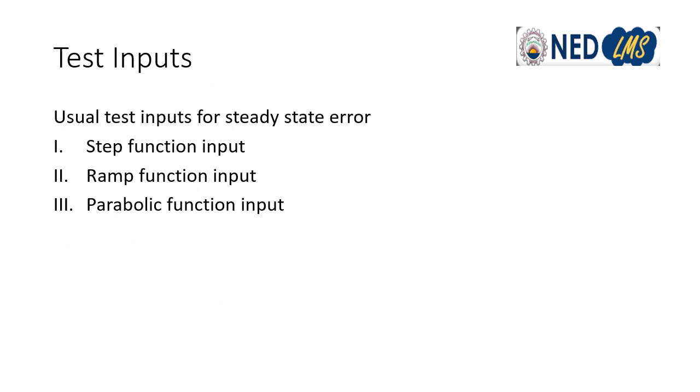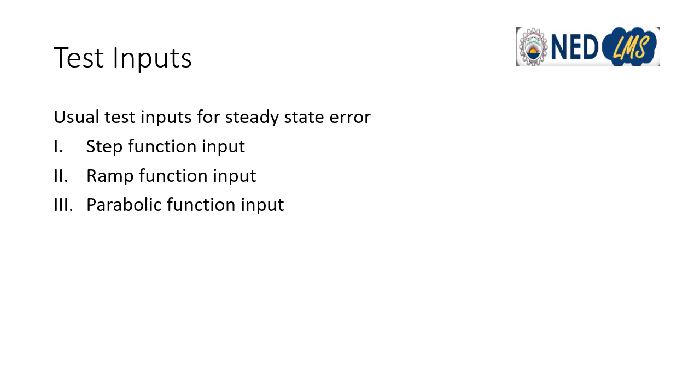These are different types of test inputs. These are actually input signals, or sometimes we represent some practical input signals by these signals. For example, for a DC voltage, we represent a step function as an input. So these are also called test inputs. The test inputs are step function, ramp function, and parabolic function.